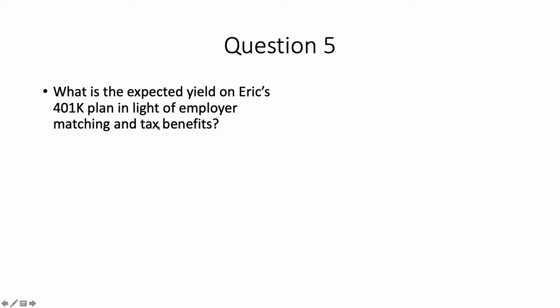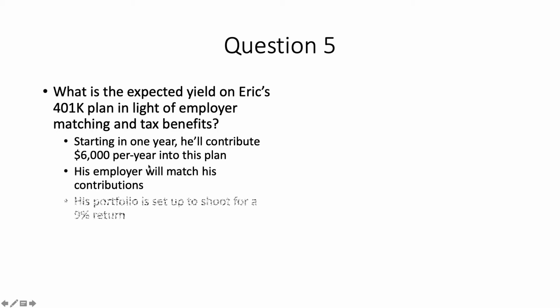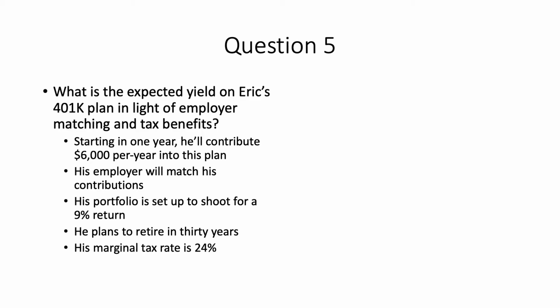Okay, what's the expected yield on Eric's 401k plan in light of employer matching? And so it gives you some inputs here, right? Starting in 1 year, in other words, set the calculator to end. It's an ordinary annuity. He'll put in $6,000 a year. His employer is going to match it. His portfolio is set up to shoot for a 9% return. He plans to retire in 30 years. His marginal tax rate is 24%.